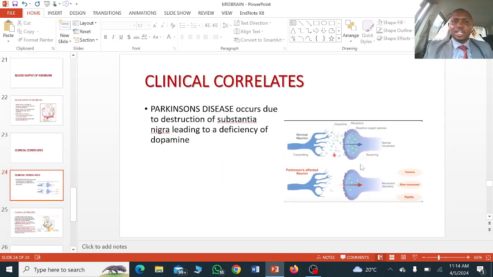We will start by looking at Parkinson's disease, which occurs because of the destruction of the substantia nigra, leading to a deficiency of dopamine. In this illustration over here, you can see the normal neuron in the substantia nigra discharging dopamine and being responsible for normal movement. And over here, there is a deficiency of dopamine, and this leads to Parkinson's disease, characterized by tremors, slow movement, cogwheel rigidity, and so on, because there is a destruction of the substantia nigra.